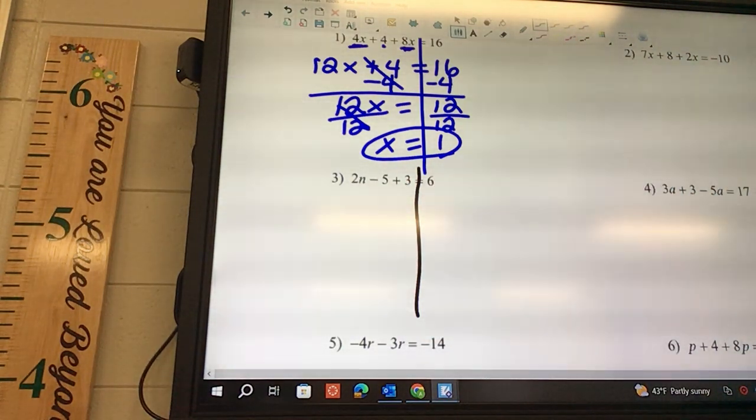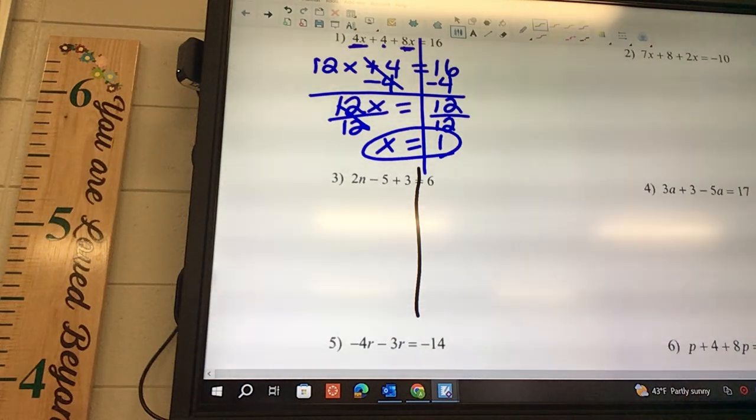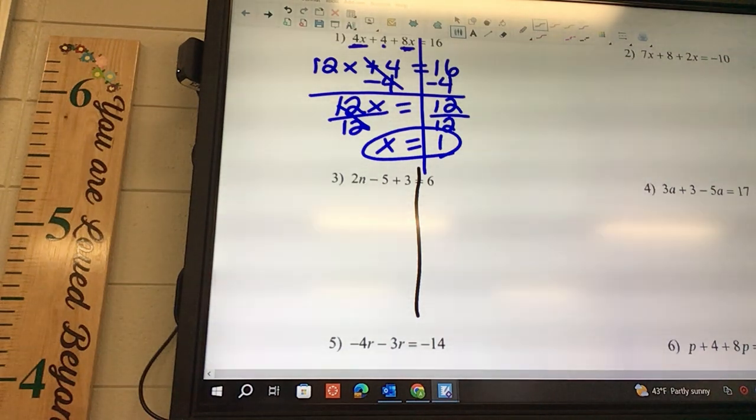Okay, look at 3. How many pieces are on the left side of the equal sign? There are 3. So we got to look at that. 2n, is that a letter or a number? It's a letter. Negative 5 is a number, and 3 is a number. Okay, so the two numbers can go together. So negative 5 plus 3.